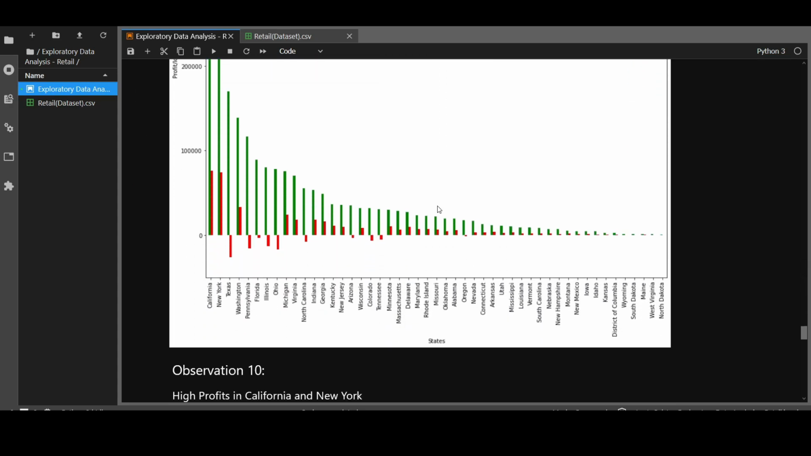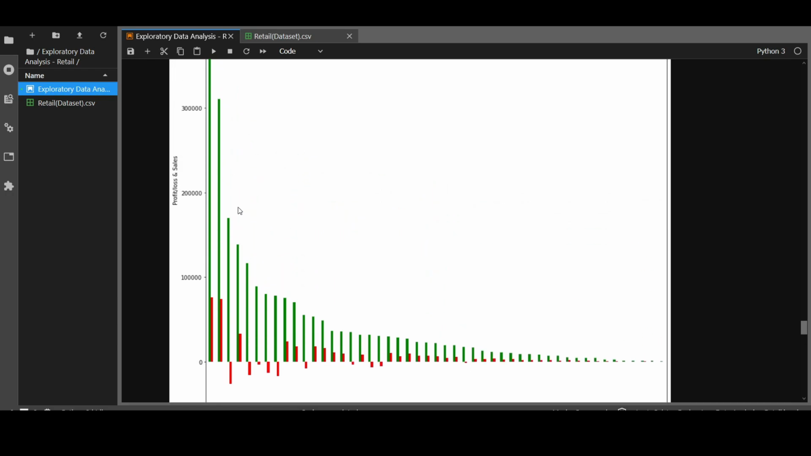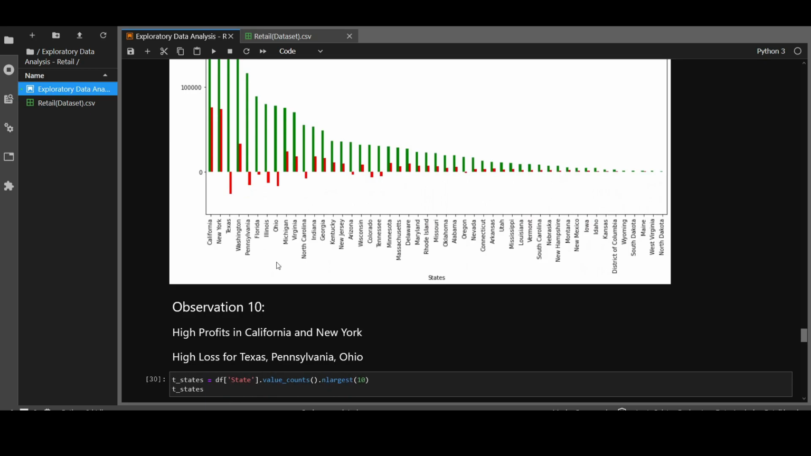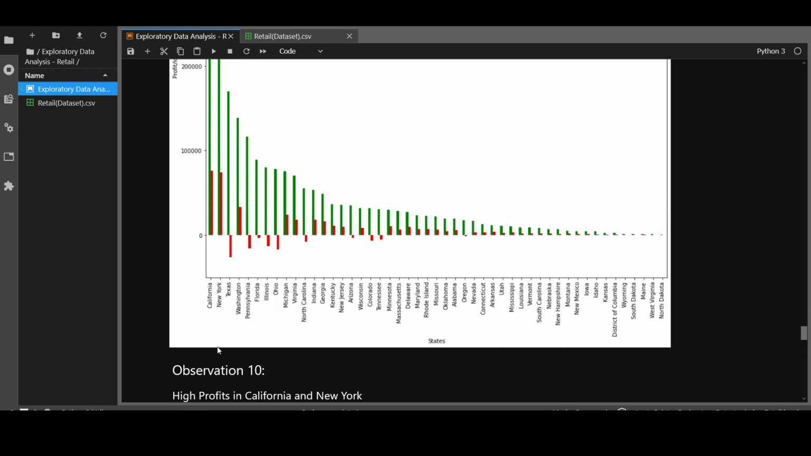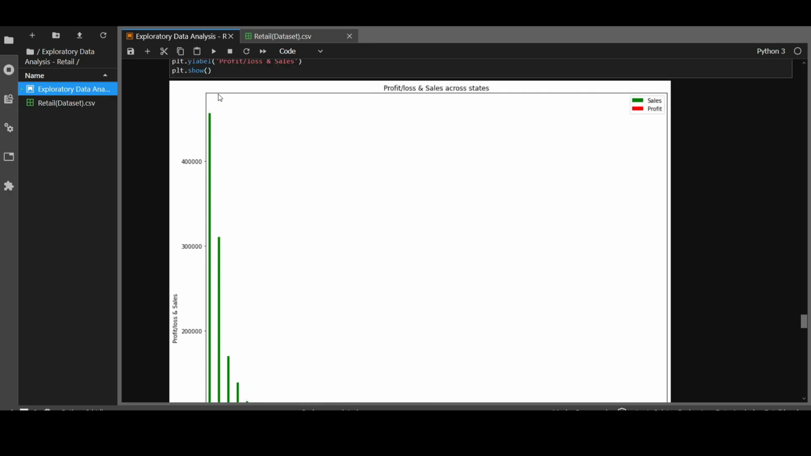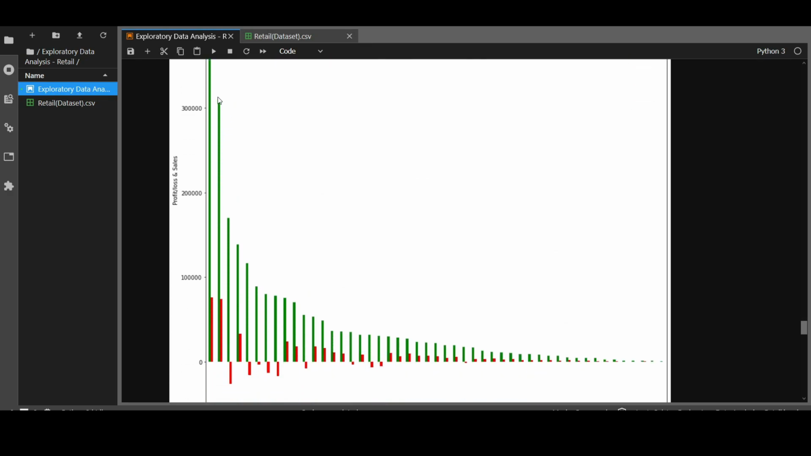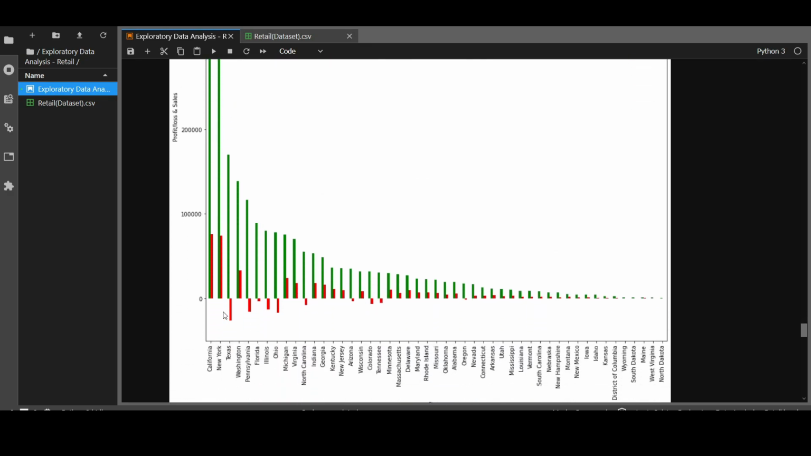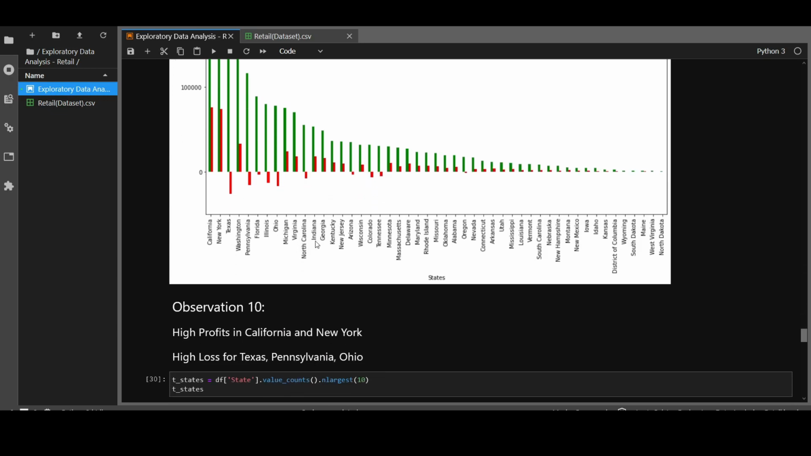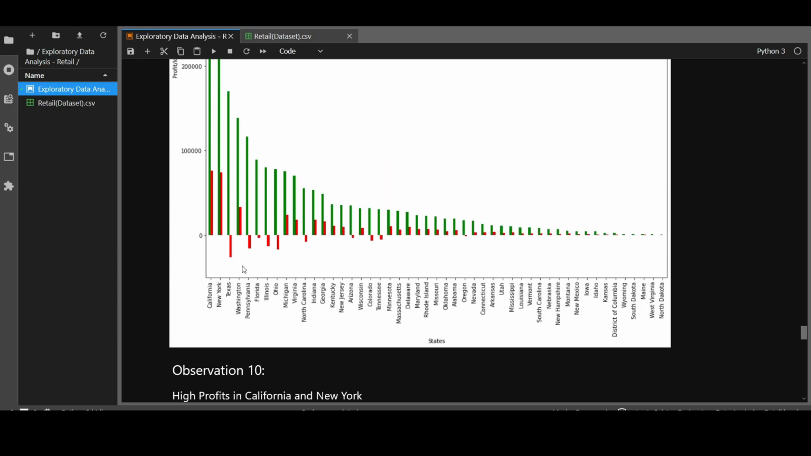Again we have plotted another plot. It's profit and sales versus states. You can see the states. The high profits are in California and New York. The highest profit is in California, followed by New York, and the highest losses are for Texas, Pennsylvania and Ohio. Texas is here, as you can see, this red bar. Ohio and Pennsylvania, you can see these red bars. These are the losses. These three states have the most loss.